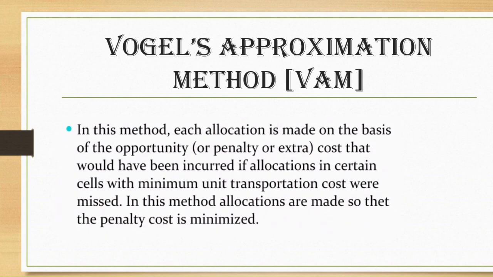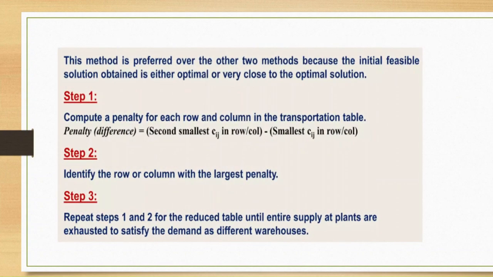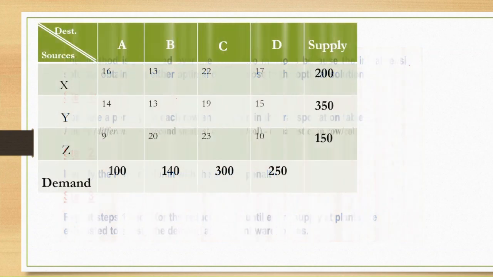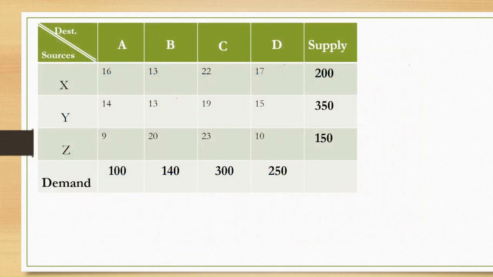In this method, as we know, we have to calculate the penalties for each row and column. The steps we have already discussed. So how do we calculate the penalty? It is the difference between the smallest and the second smallest cost cell in the particular row or column. We have to do it for all the rows and columns, and then identify the row or column which has the largest penalty, the maximum penalty. And the rest of the steps are the same as in the other methods.